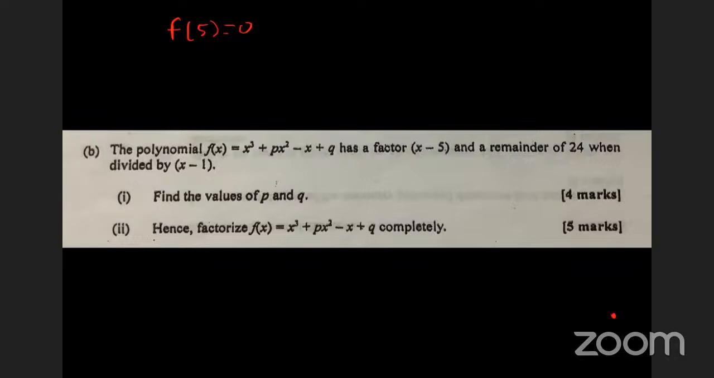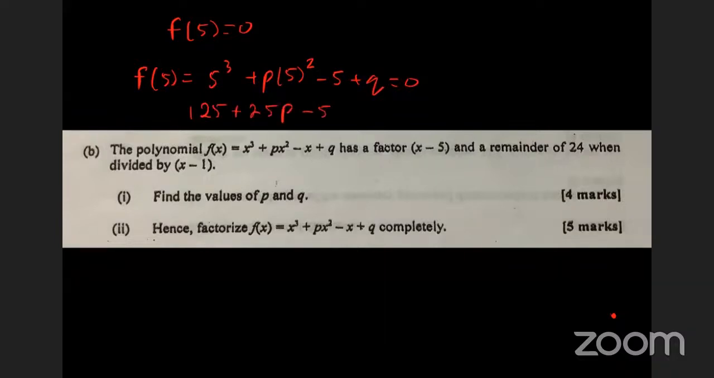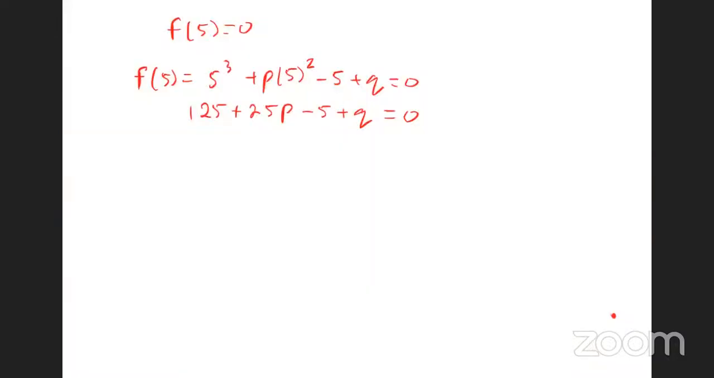Right, so f of 5 is equal to 5 cubed plus p times 5 squared minus 5 plus q, and that's supposed to be 0. So this is 125 plus 25p minus 5 plus q is 0. So I could go ahead and make q the subject, right? q is equal to minus 120 minus 25p.